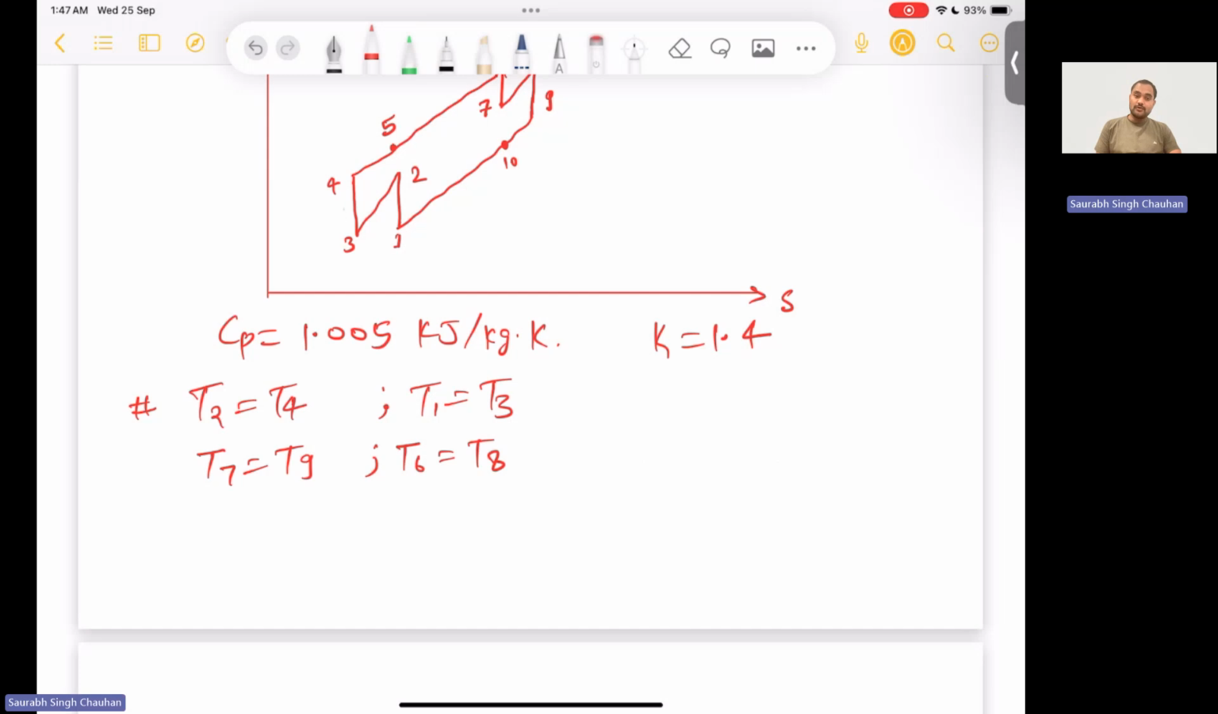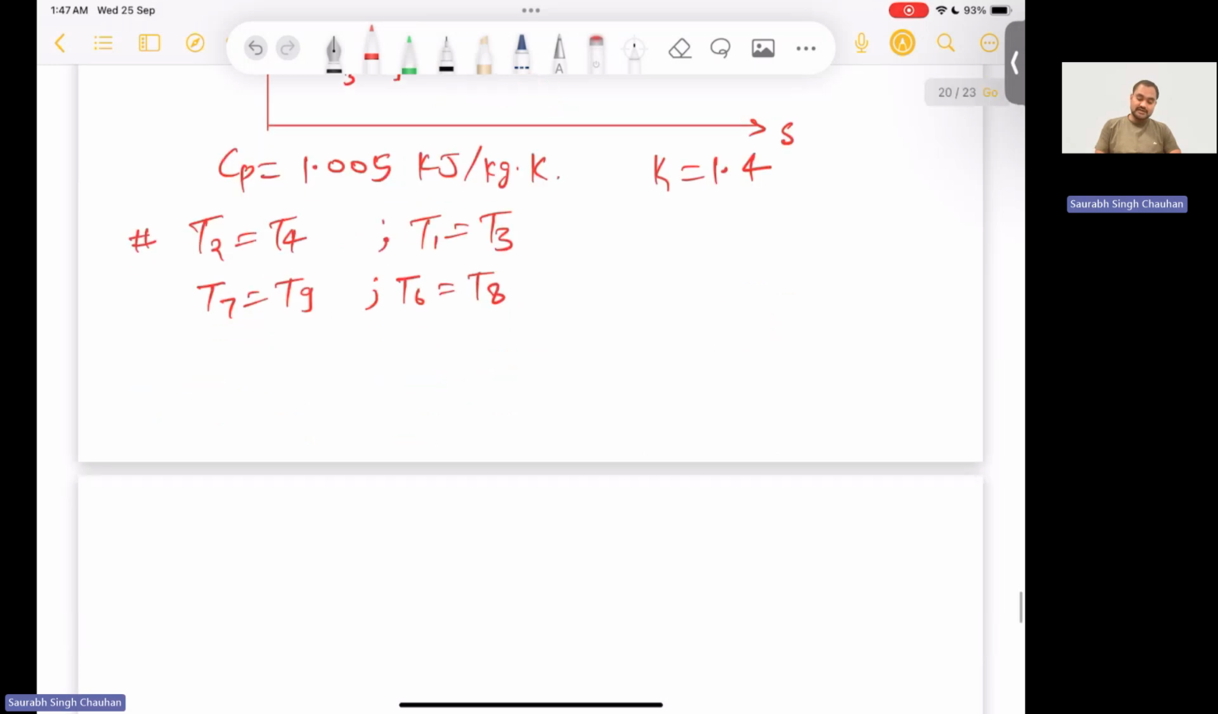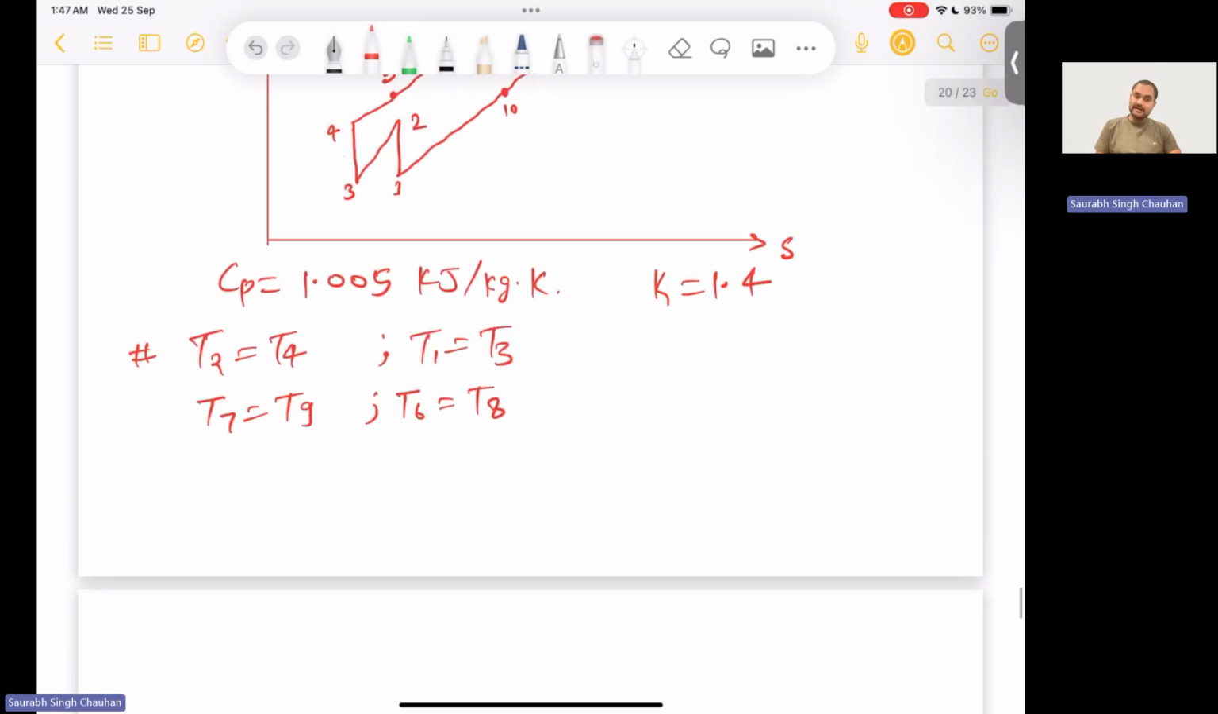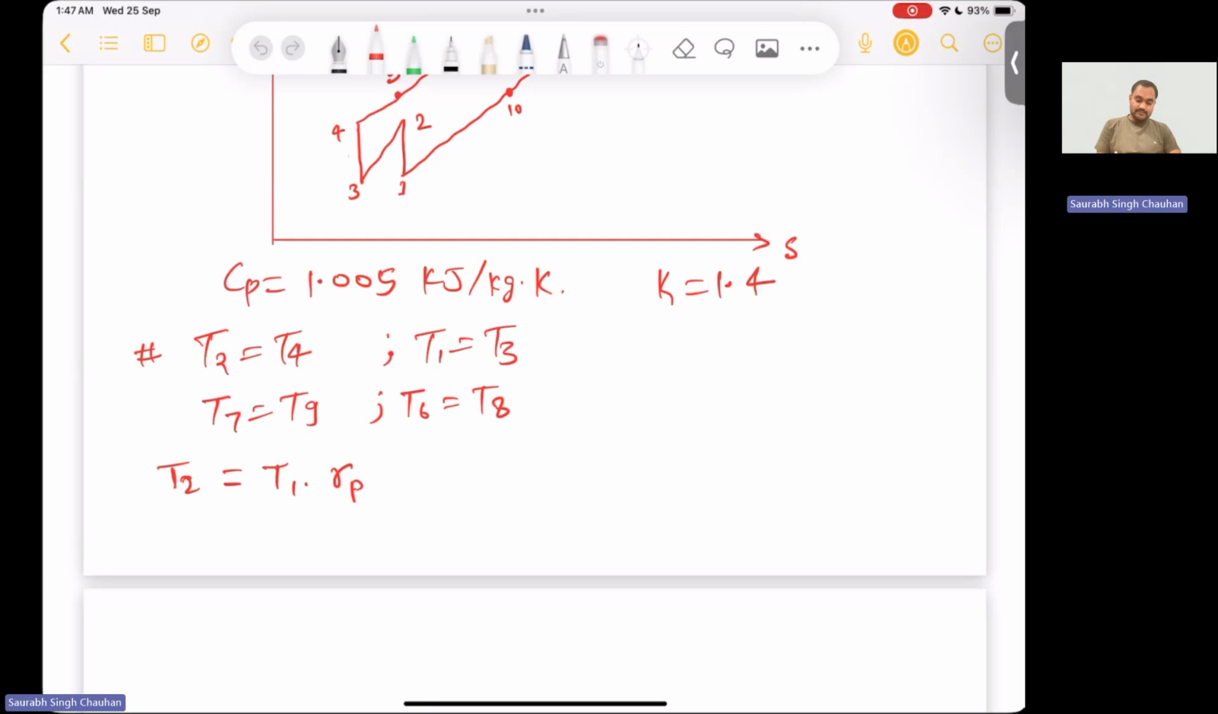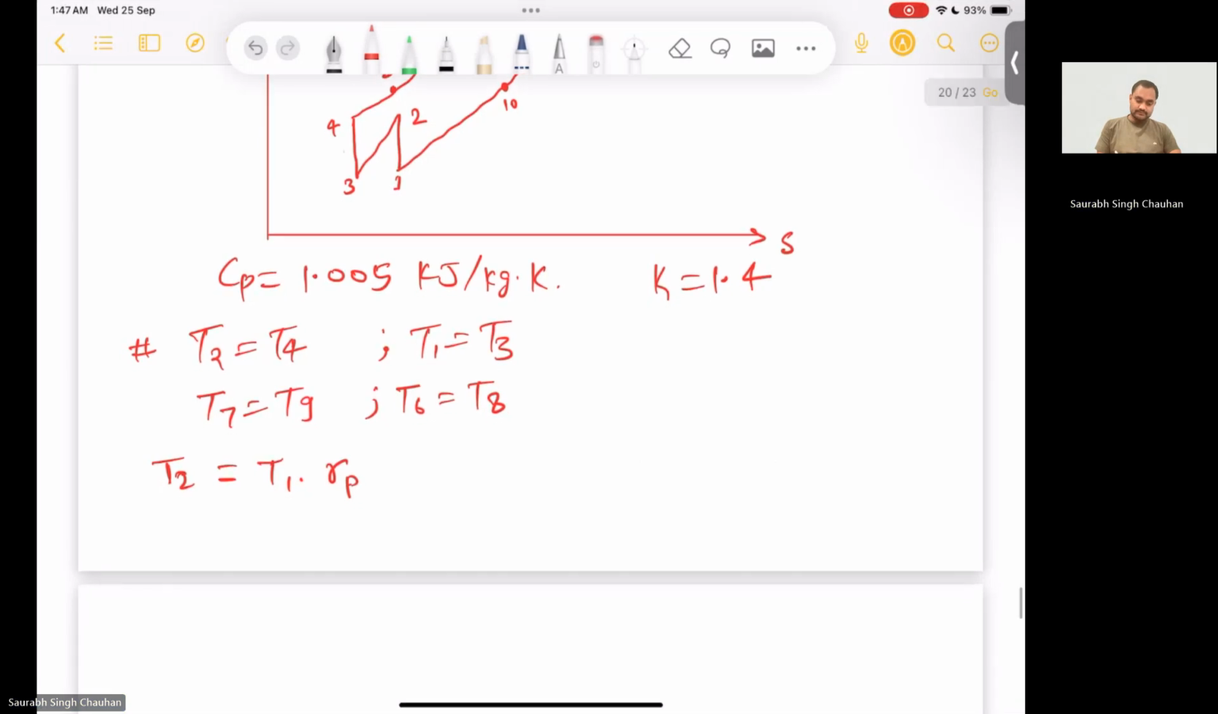So since from 1 to 2, the process is isentropic compression, we can use the adiabatic relation. T2 can be found from the adiabatic relation, that will be equal to T1 into Rp, where Rp is the pressure ratio, to the power (k minus 1) divided by k.